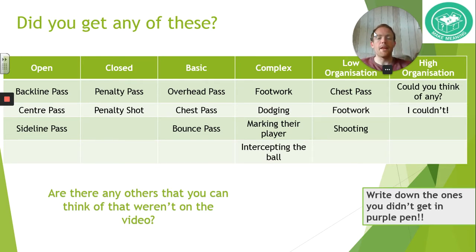So that's open. Closed. I've actually put a penalty pass there. I should have put a penalty pass in open because it's the same. Again, really, a penalty shot would be closed, more towards closed, because there's nothing really there that can disturb you or put you off to an extent. Basic, I've put all the passes in there. Generally, if you ask an athlete to do that, they'll be able to do that 10 times out of 10, really.